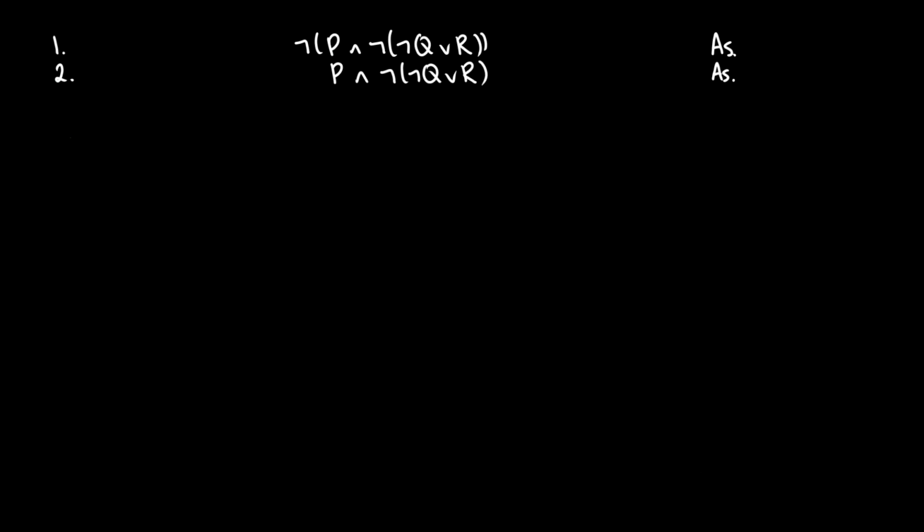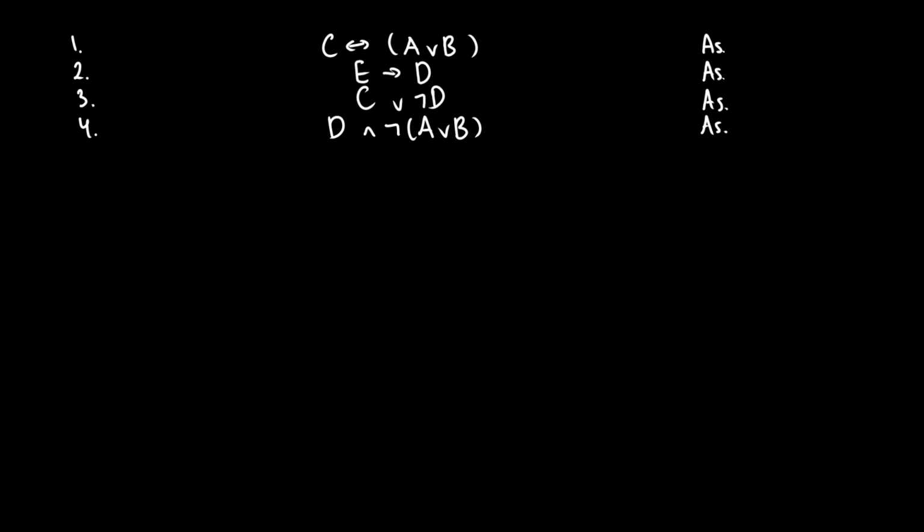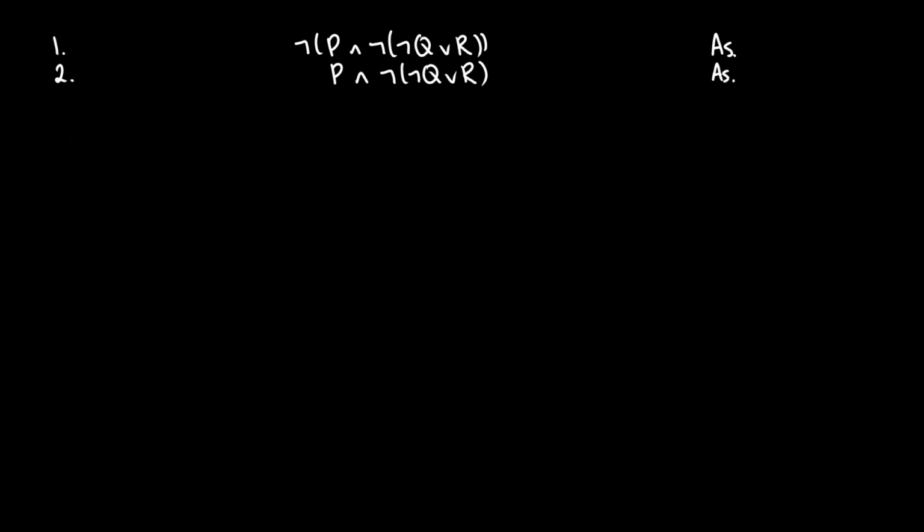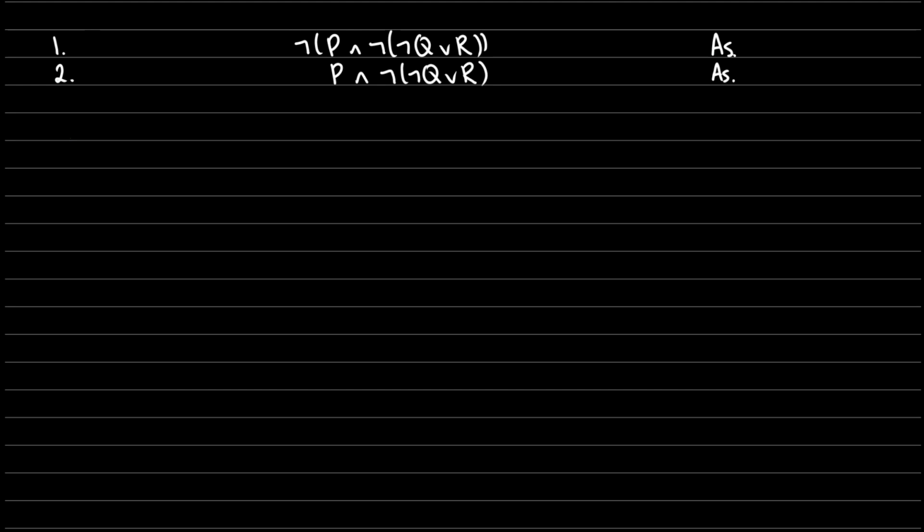Truth trees can be tough, so why not make another video where we do some more examples that are a little bit more challenging than the previous one? So we're going to work through two examples to show that these sets of formulas are inconsistent. Here's the first one, and here's the second one. So let's get right into it. Let's turn on our lines so everything's neat and orderly, and let's do this.